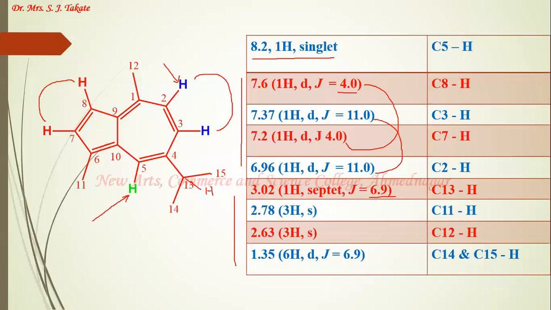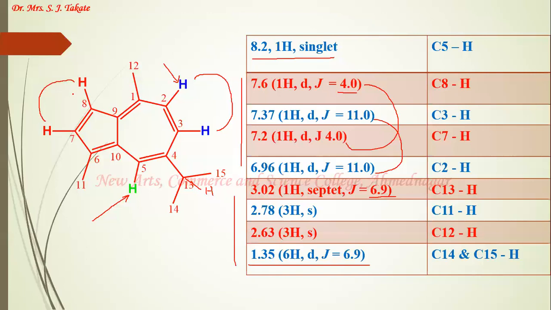The two methyl groups, obviously, will show a doublet with 6.9 Hertz. Therefore, this last signal 1.35, 6 proton doublet with 6.9 Hertz, is because of the protons present on C14 and C15. 2.78, 3 proton singlet will be because of the C11 proton, while the 2.63 will be because of the C12 methyl group. This is how the coupling constant value was useful in assigning the signals to the protons.